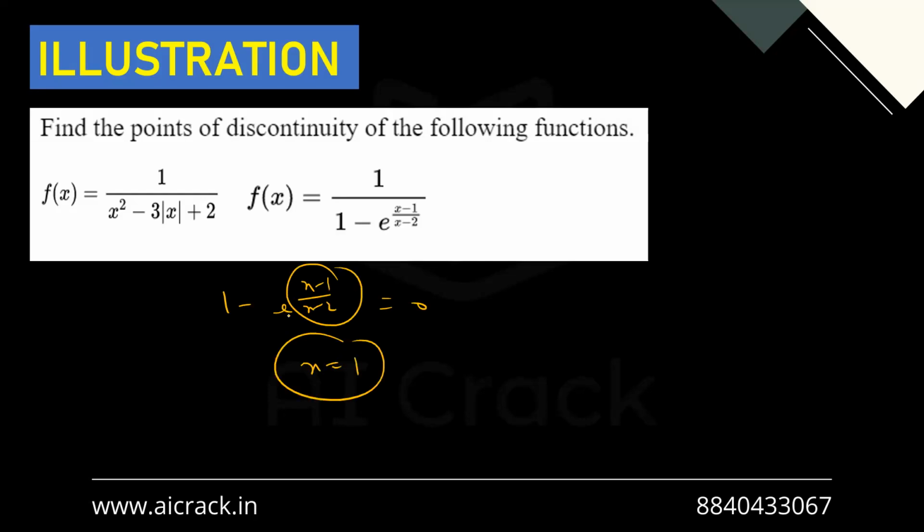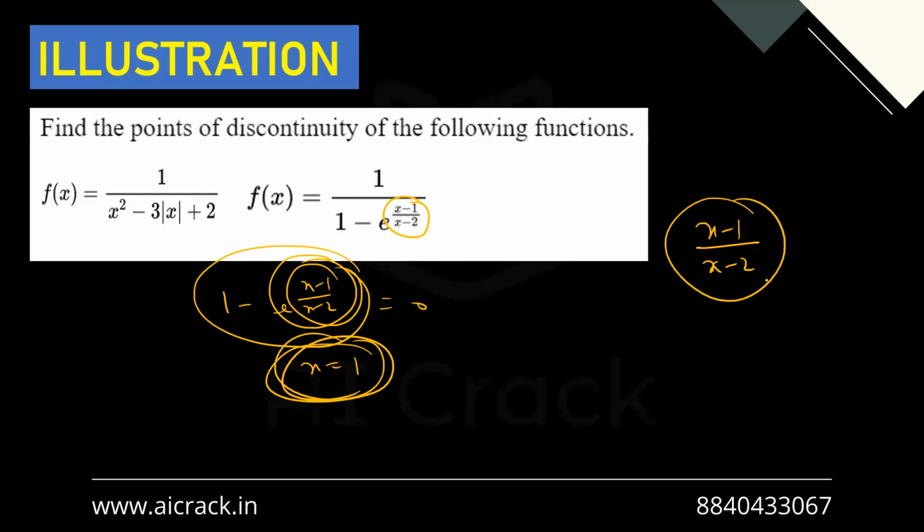So when x equals 1, this becomes 1 and this entire term becomes 0. Okay, so x equals 1 is 1 point. Now for this function to be not defined, x minus 1 divided by x minus 2, for this case x minus 2 equals 0, right? Because this is a rational function, and for a rational function to be not defined, the denominator should be 0. Okay, so x equals 2.